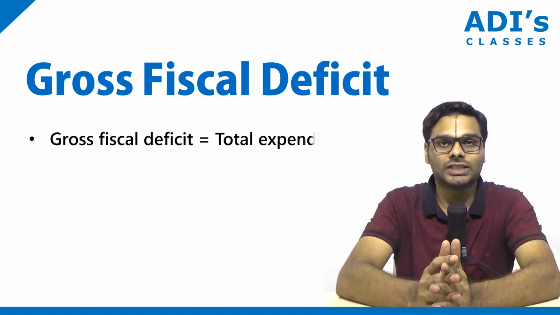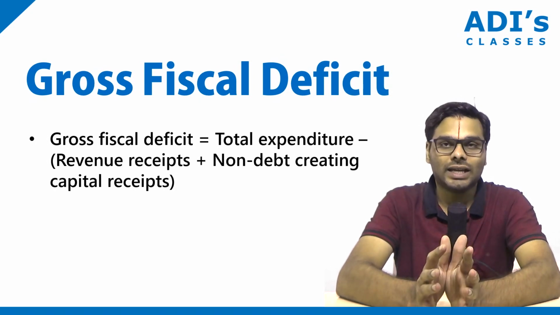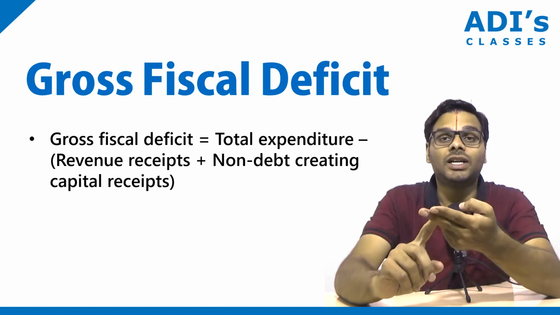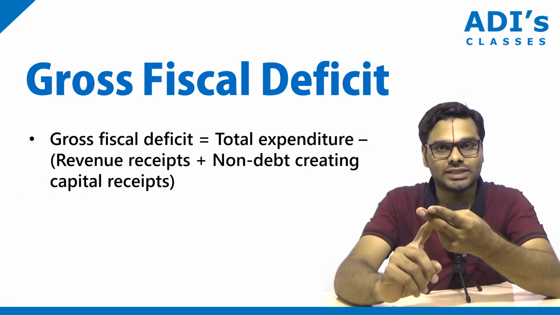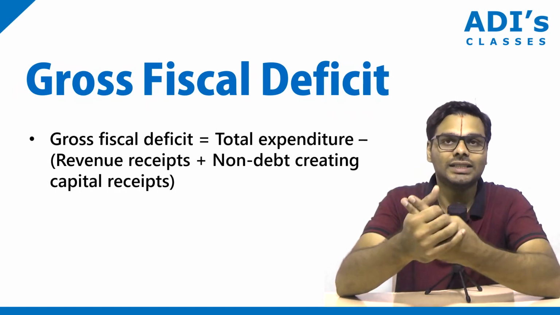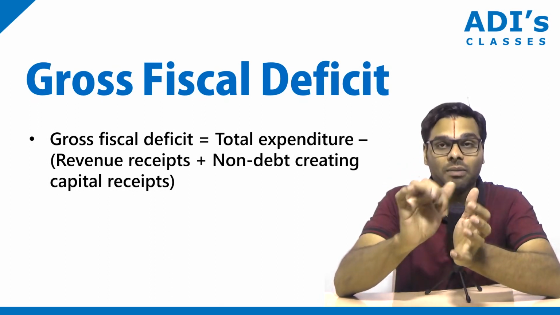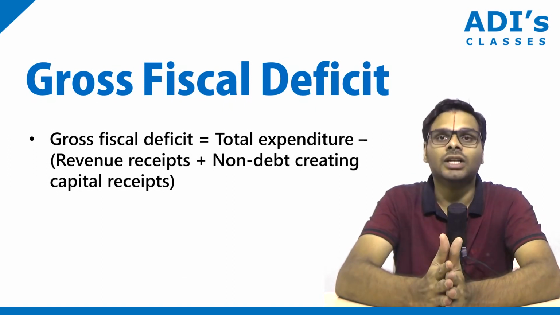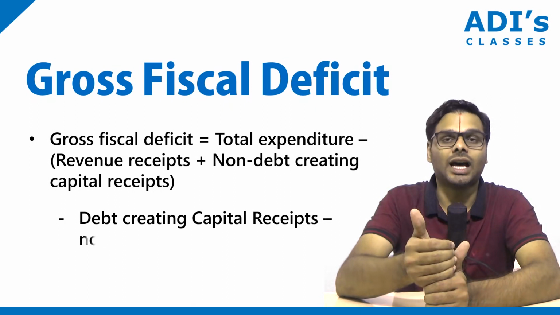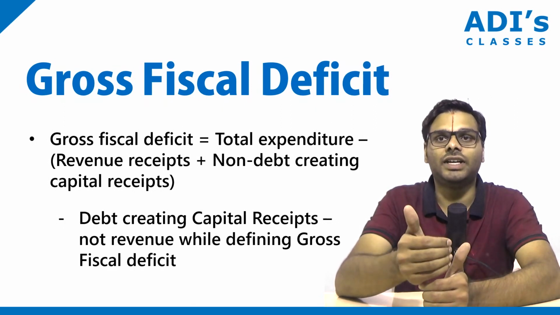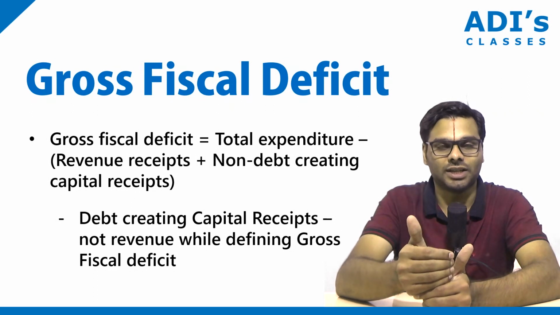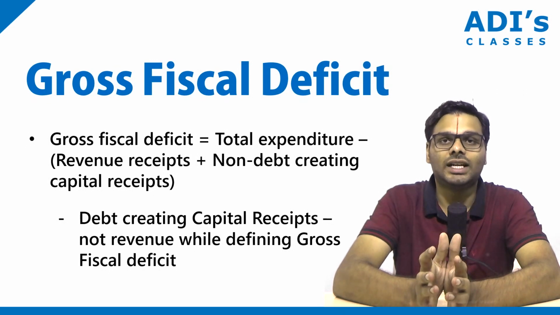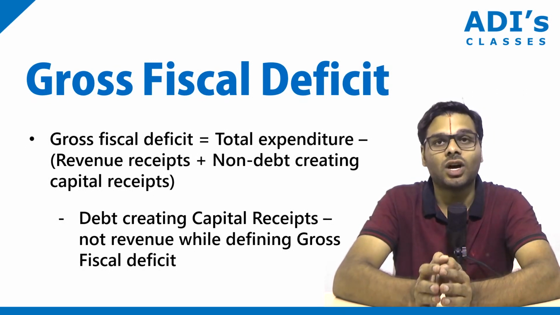Now gross fiscal deficit is equal to total expenditure minus the sum of revenue receipts plus non-debt creating capital receipts. Okay, this is the formula. So debt creating capital receipts are not considered as revenue when we are defining gross fiscal deficit. I repeat, debt creating capital receipts are not considered as revenue when we are defining gross fiscal deficit.